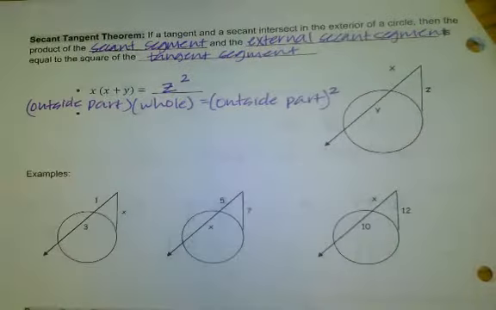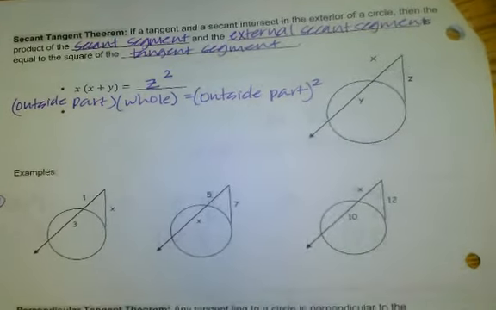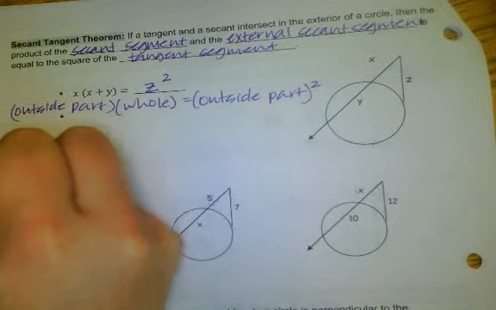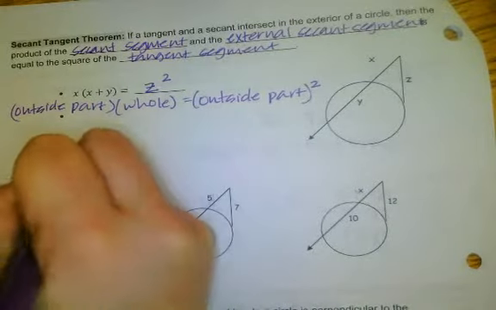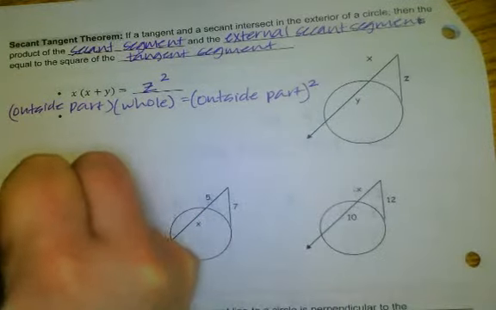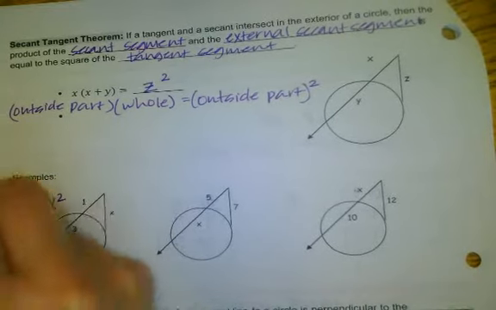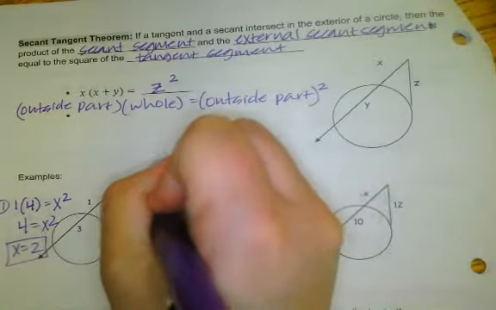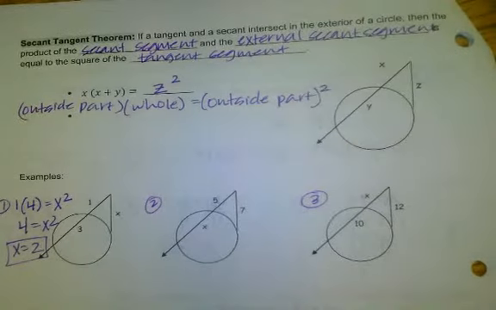Okay, so anytime you have secants, you're always taking the outside part times the whole. Outside part times the whole. Okay? So, for example number 1, how would I set this up? 1 times 4 equals x squared. So you have 4 equals x squared and x equals 2. Okay, try example 2 and 3. I'm going to come around again. Actually, just do 2. You can attempt 3, but 3 is going to have a quadratic, so we can do that one together if you want.